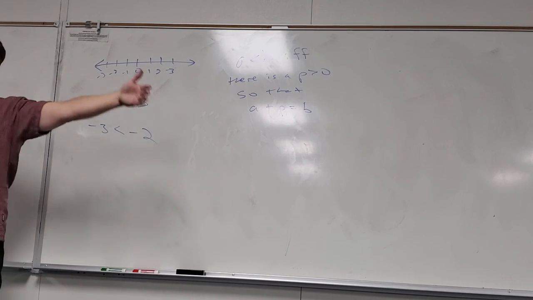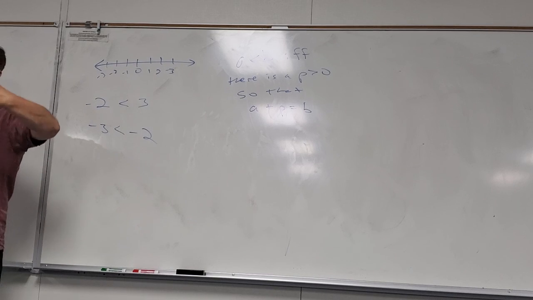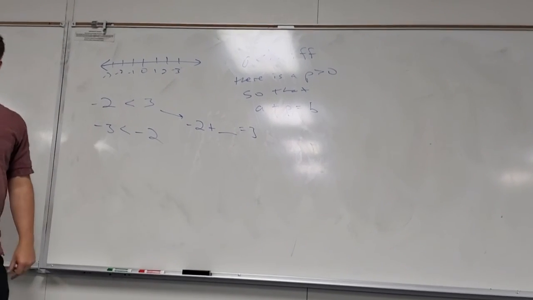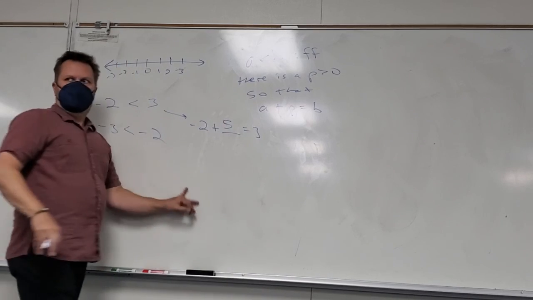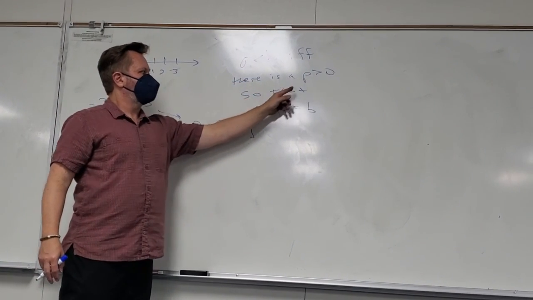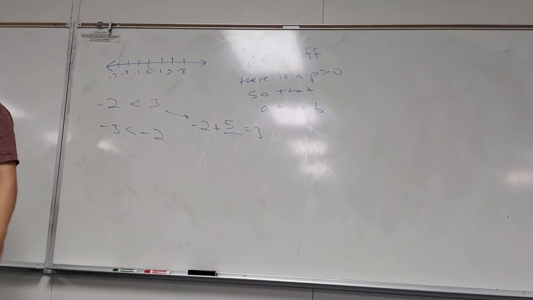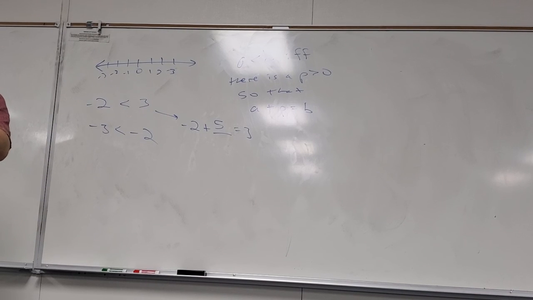All it's saying is, if you're saying a number is less than something else, then you have to add something to that one number to make it as big as the other one. So like here, why is negative 2 less than 3? What do I add to negative 2 to make it 3? 5. So as long as there's a positive number that I have to add to the smaller one to make it the bigger one, then that's true. Which, if you think about it for a minute, yes, it's true. So that might show up in some of the more conceptual homework.